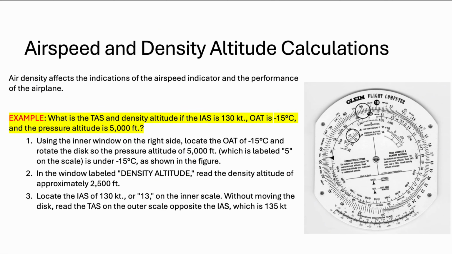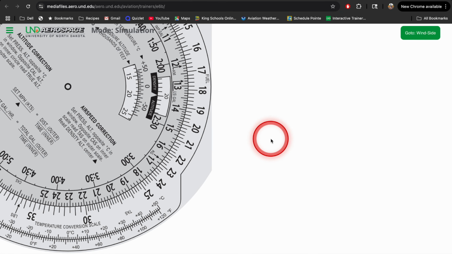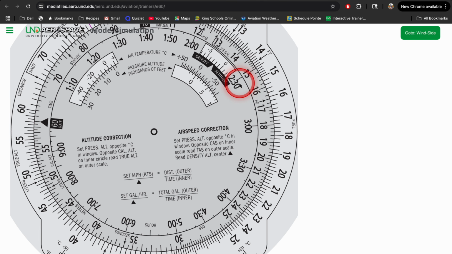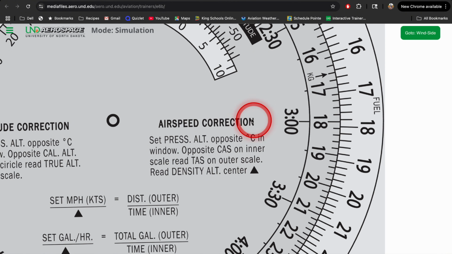I'm just going to write that down really quick as I switch screens here so I don't have to refer back to it. So 130 knots, outside air temperature is minus 15 degrees Celsius, and pressure altitude is 5,000 feet. Zoom back out. For this one, the directions are right here because we're trying to do an airspeed correction. The directions say set pressure altitude opposite temperature in the window. And the window that's referring to is right here.